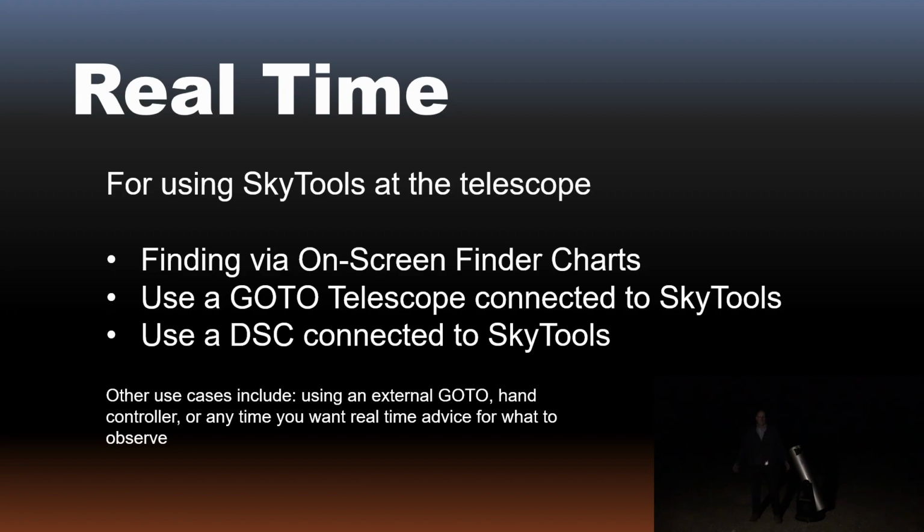This tool can directly control a go-to telescope or a scope connected via digital setting circles. But it's important to remember that you don't need to use either of these. You can think of the real-time tool as an assistant, there to help you decide what to look at right now. Ultimately, this tool is meant for use at the telescope, regardless of how you observe.